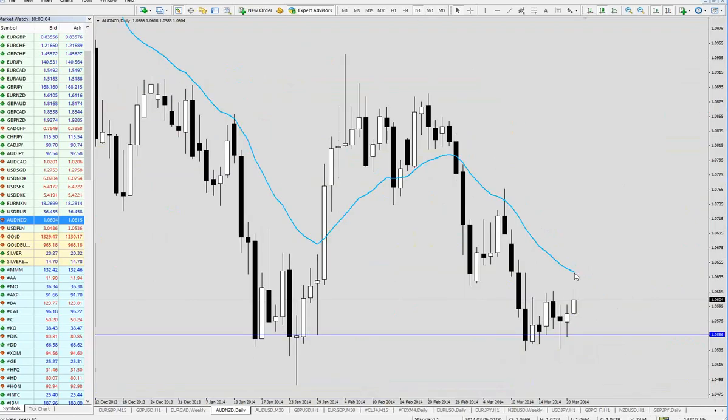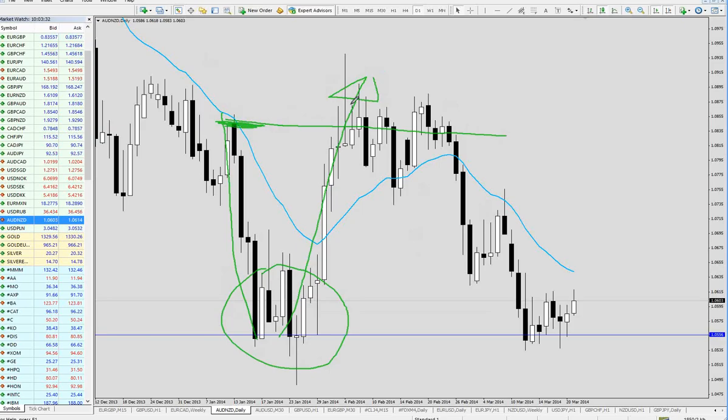Let's switch to daily. Bounce in January. We took out this resistance level here. The move was not sustained, and we get back to test this area again. We have clear visible resistance.